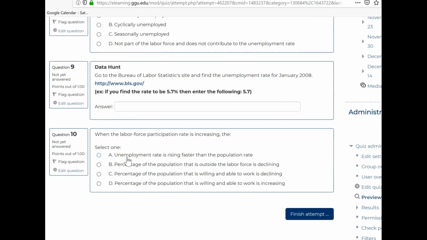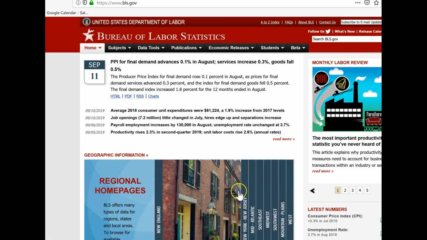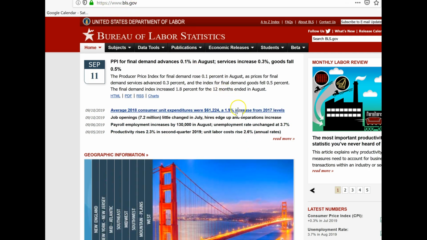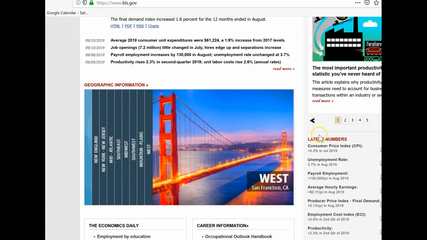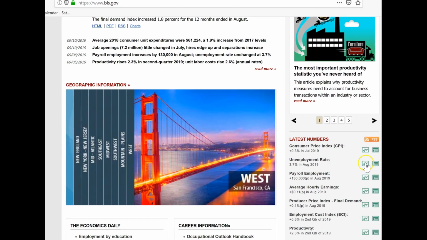Now for this data hunt, I have you go to the Bureau of Labor Statistics and find the unemployment rate for January 2008. So let's go to that website here. Let me go to it first. Hold on. So here we are in the website. So basically you go to bls.gov and then scroll a little bit, and what I recommend that you do is go to the latest numbers and look for the unemployment rate. Now I'm going to move this over just a little bit so you can see it. If you click on this little button right here, this gives you the historic data for the unemployment rate.